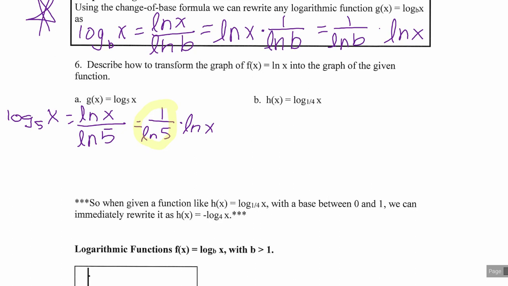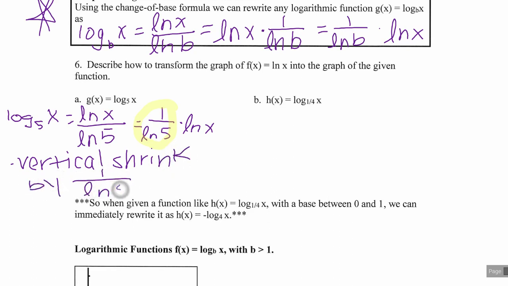In this case, and pretty much anytime you have ones like this, it's going to be a shrink. The natural log of a number is going to be bigger than 1. So in this case, our transformation is a vertical shrink by 1 over the natural log of 5.